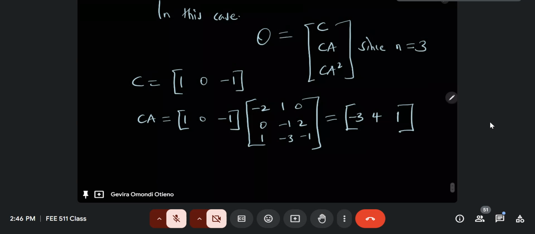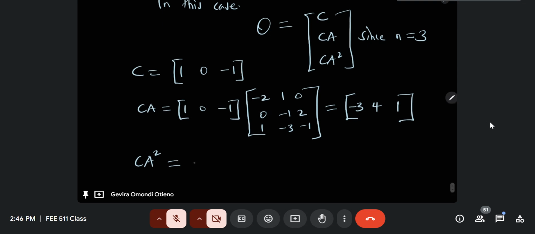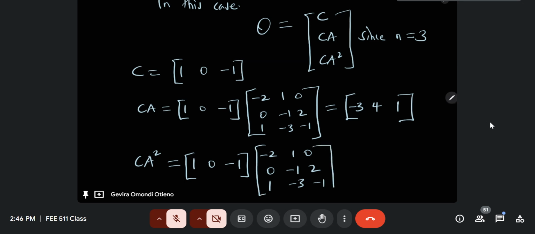The next one, we need to look for CA squared. And CA squared would be C, which is 1, 0, minus 1. Then you have to multiply minus 2, 1, 0, 0, minus 1, 2, 1, minus 3, minus 1. This is squared. But you still get a 1 by 3.